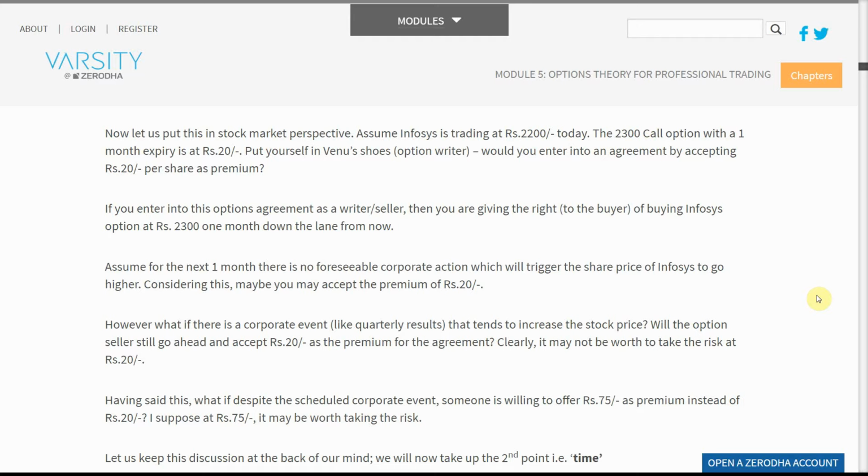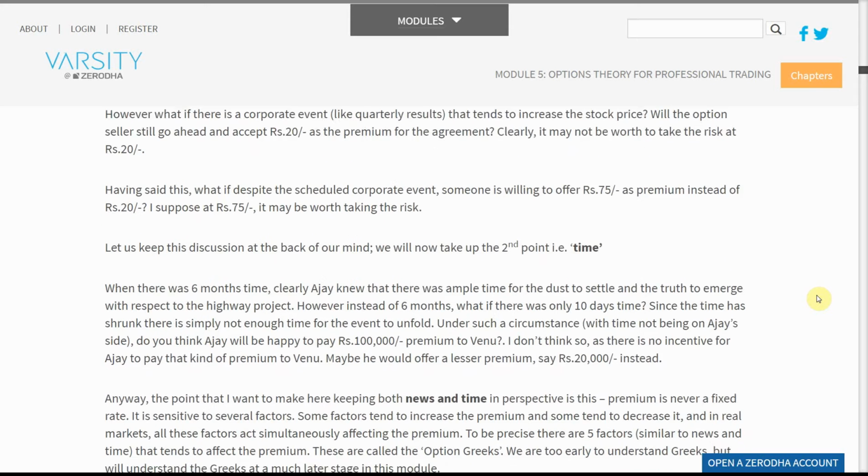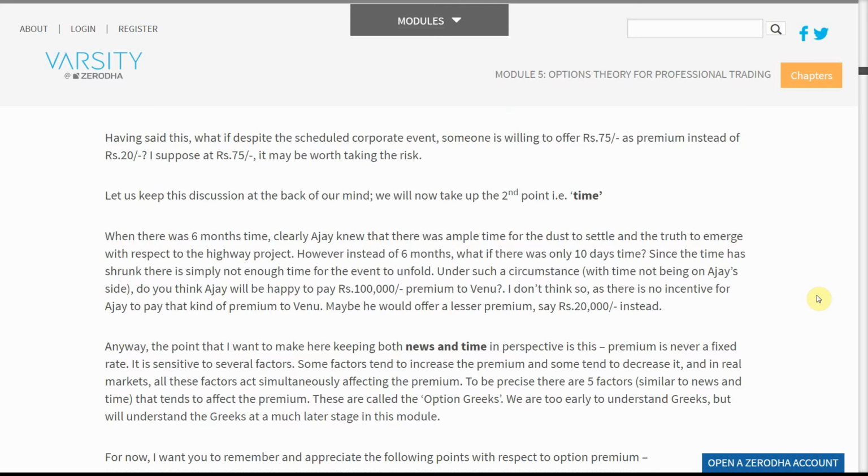However, what if there is a corporate event like quarterly results that tends to increase the stock price? Will the option seller still go ahead and accept 20 rupees per share as the premium for the agreement? Clearly, it may not be worth taking the risk at 20 rupees per share. Having said this, what if, despite the scheduled corporate event, someone is willing to offer 75 rupees per share as premium instead of 20 rupees per share? I suppose at 75 rupees per share, it may be worth taking the risk. Let us keep this discussion at the back of our mind.